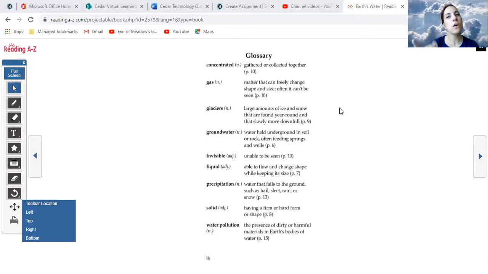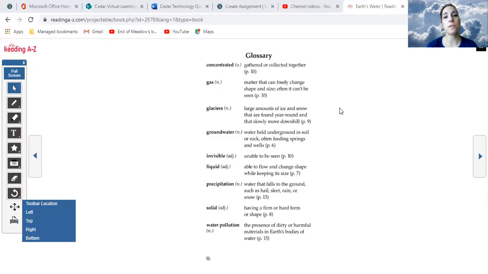Gas. Now you think, oh, my parents put gas in the car. No, this is in science. A gas is a matter that can freely change shape and size, and often it can't be seen. So a gas would be air. We can't see air, but we know it's there because we breathe it. Another gas would be when your parents are boiling something and steam comes up. That's a gas, also known as water vapor.